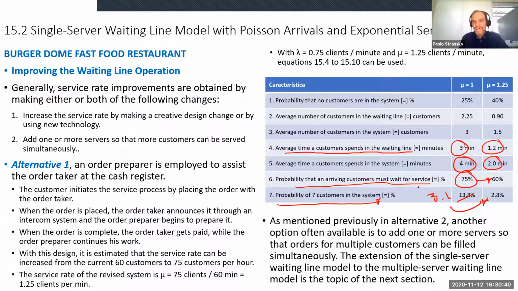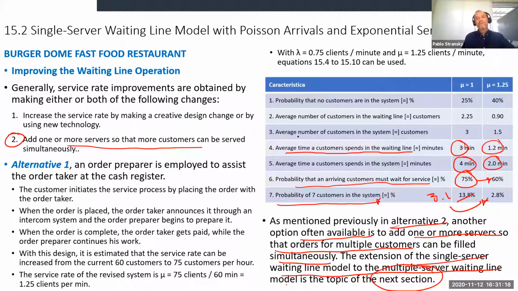Now, as mentioned previously, alternative 2, remember what was alternative 2? Adding another order point. Another option often available is to add 1 or more servers to that, so orders for multiple customers can be filled simultaneously. The extension of the single server waiting line to the multiple server waiting line is going to be seen in the next section. That means alternative 2, we're going to check next week.